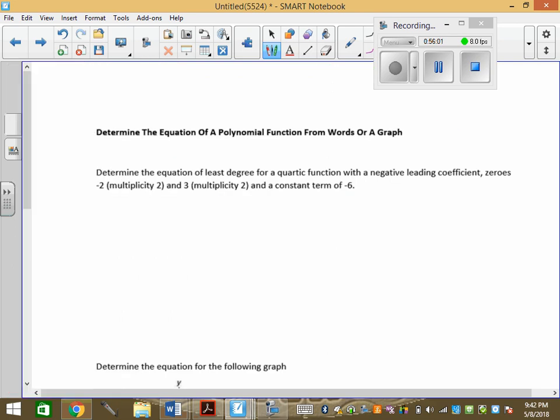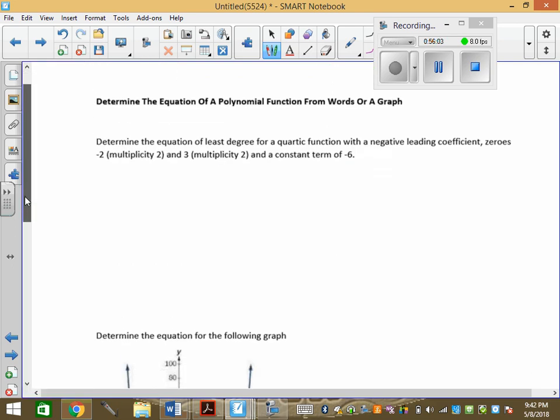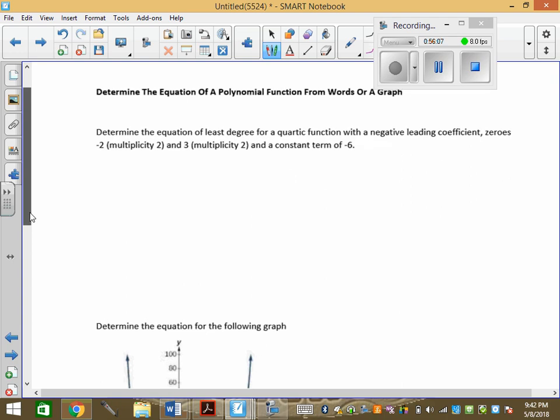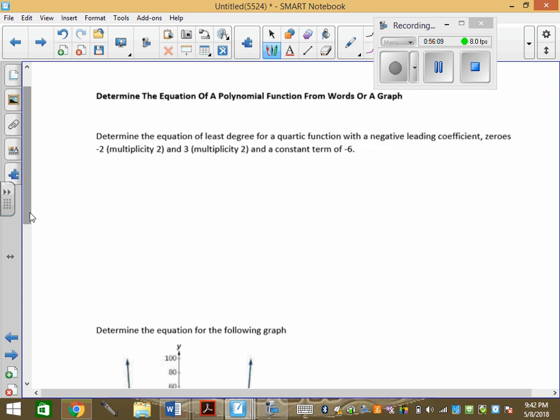Last page. Determine the equation of a polynomial function from words or a graph. So what you have to remember is to solve for that a value at the front of the polynomial. That's where everyone falters. They forget to solve for that a value.